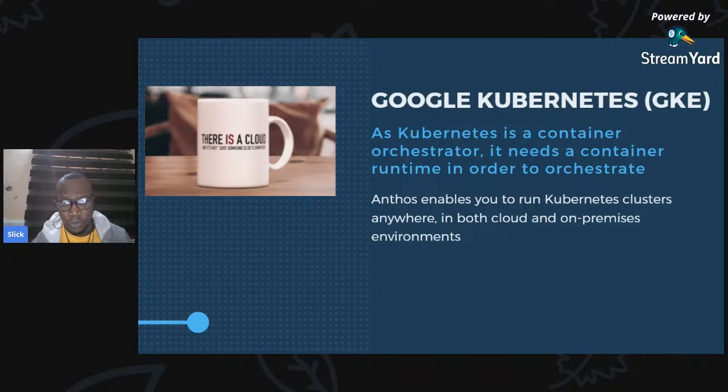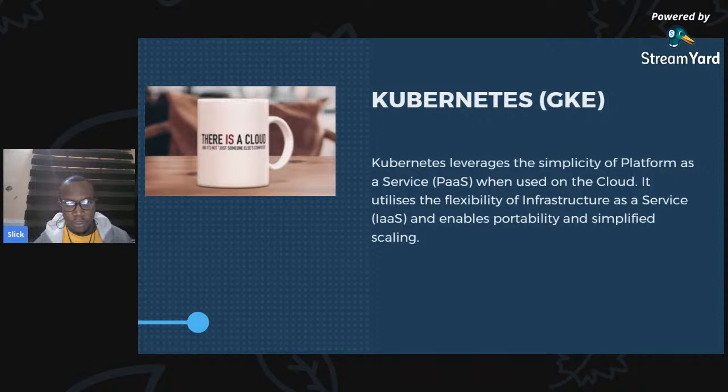So it allows you to run it on cloud and on servers. Kubernetes leverages the simplicity of a platform as a service, and at the same time its infrastructure is based on IaaS and runs on the cloud.